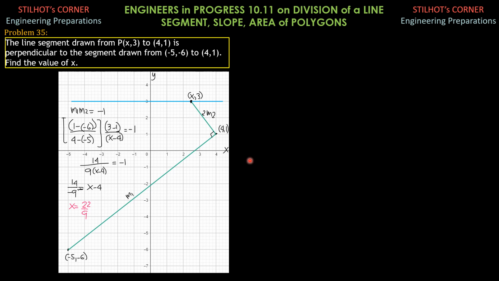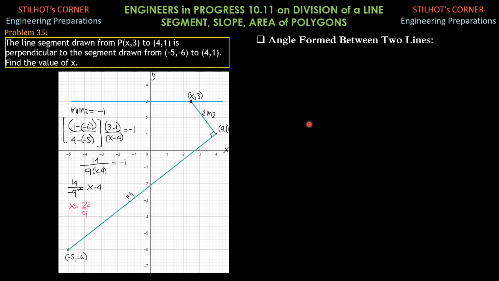Call this M1, and the slope of this line M2. The slope of M1 is delta y, 1 minus -6 all over 4 minus -5. And the slope of M2 is 3 minus 1 over x minus 4. The product of slopes is -1 for perpendicular lines. 7 times 2 is 14, then this is 9 times quantity x minus 4, equals -1. So 14 over -9 equals x minus 4 after we cross multiply. So x is -14 over 9 plus 4. 36 minus 14 is 22 over 9. So that's the x coordinate of the point x, 3.